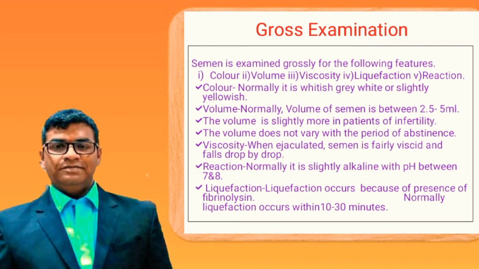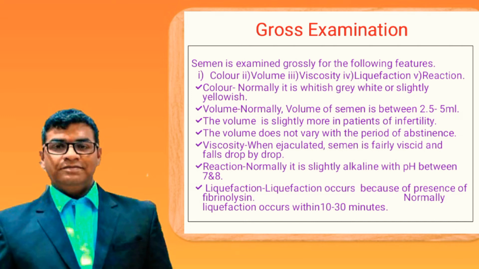Color. Normally it is whitish, grey white or slightly yellowish in color. Volume. Normally the volume of the semen is between 2.5 to 5 ml, and the volume is slightly more in patients of infertility and does not vary with the period of abstinence. Viscosity. When ejaculated, semen is fairly viscid and falls drop by drop. Reaction. Normally it is slightly alkaline with a pH between 7 and 8.